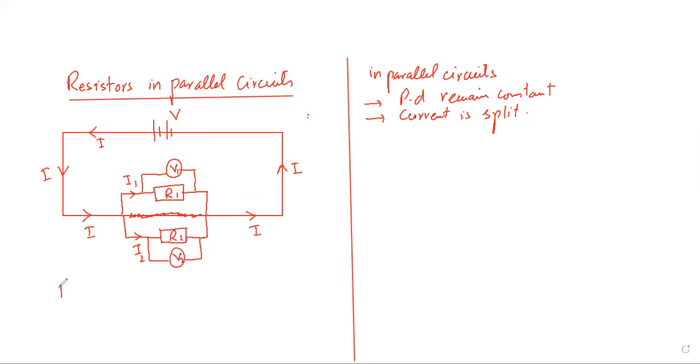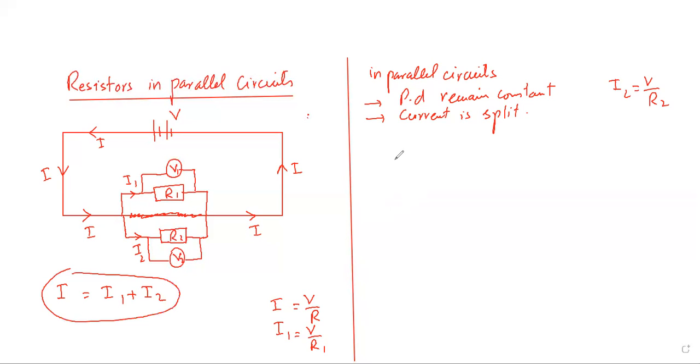Now, we know that since I is split, can I write I is equal to I1 plus I2? Is that okay? And we know one more thing, that I is actually V over R. So can I write I1 is equal to V over R1 and I2 is equal to V over R2? Is that fine? If I place these three values in this combination, V over R is equal to V over R1 plus V over R2. Is that fine?